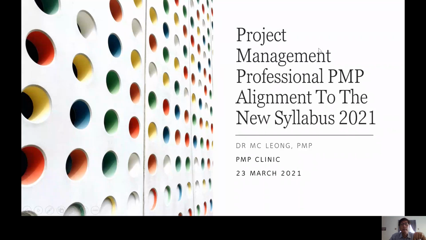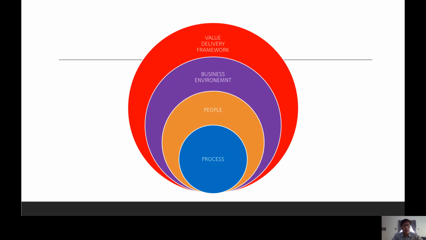This is known as the alignment syllabus, but it's good for those who are newcomers, just wanting to know what project management is all about, right? So let me just start off with this, in the concept that we are adopting for the 2021 project management professional examination.